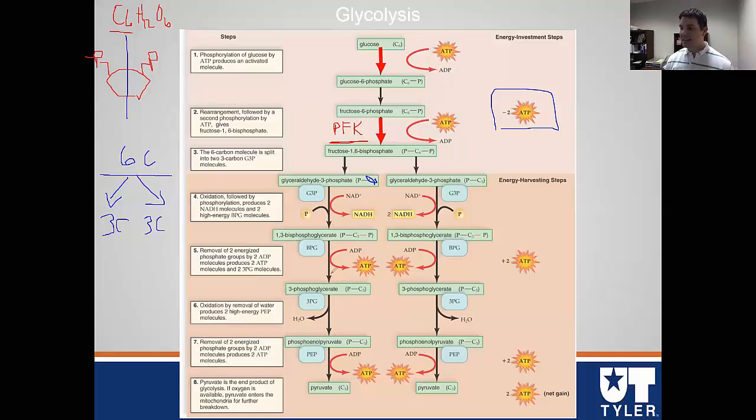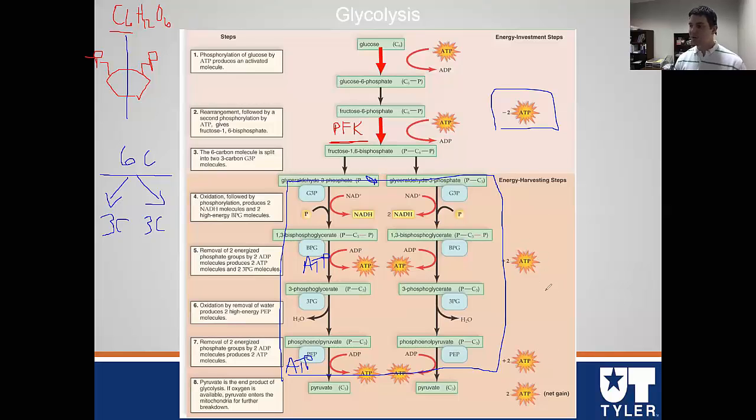In these steps, again, I won't make you memorize all of these single steps, but what we need to know is that by the end of the day, we make an ATP twice. So here's an ATP on this 3-carbon sugar, and here's an ATP on this 3-carbon sugar, and we do that twice. So therefore, we get a total of 4 ATP total.